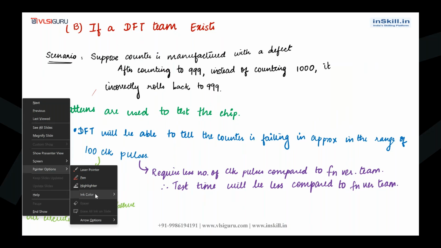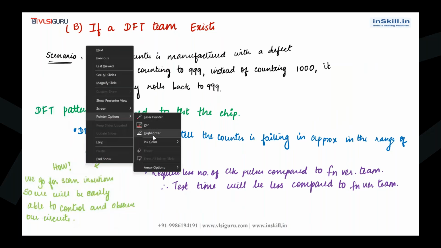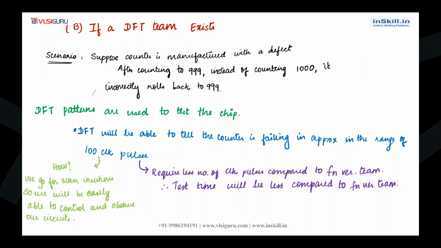Here, our scenario is that we have a 10-bit counter with a counter initialization and a counter observation circuit. Suppose the counter is manufactured with a defect. So that's why after counting 999, instead of counting 1000, it incorrectly rolls back to 999.